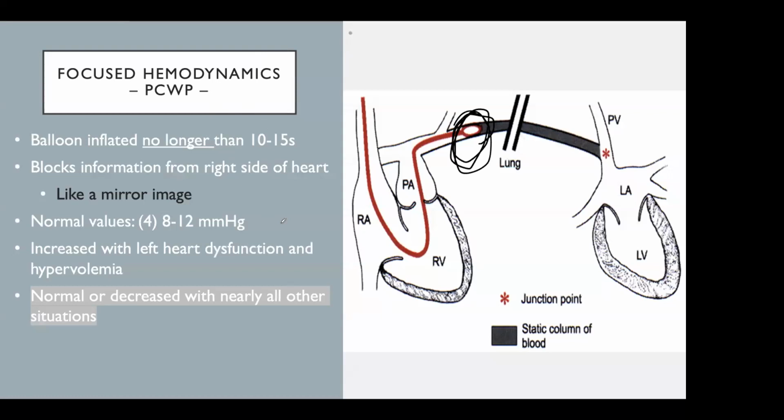Normal value, you can use 4 if you want. I've read it in some of the literature. I use 8 to 12 myself, millimeters mercury. We'll see increased pulmonary capillary wedge pressure with left heart dysfunction and hypervolemia. Normal to decreased with nearly all other situations, as all other situations are an obstruction to ultimately the endpoint, the left ventricle.